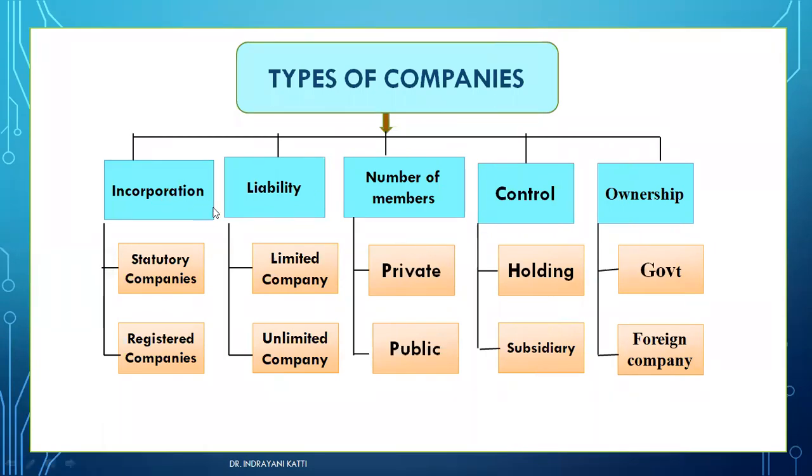Main category: we can categorize the companies into 5 types, based on the incorporation, based on liability, based on the number of members, based on the control, and based on the ownership. When we take into consideration the incorporation, 2 types are made, that is statutory companies and registered companies. Based on the liability, limited liability companies and unlimited liability companies are there. And based on the number of members, that is OPC, one-person company, private company, and public company.